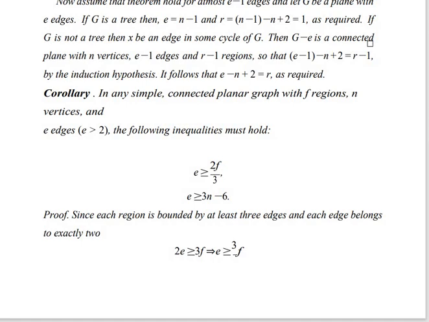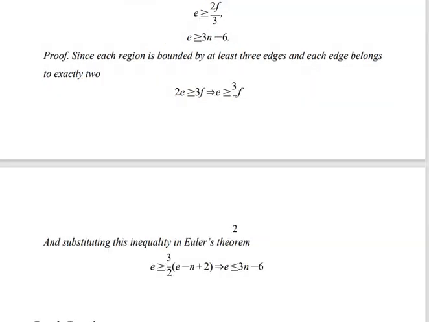Since each region is bounded by at least 3 edges and each edge belongs to exactly 2 of the regions, we can write 2e greater than or equal to 3f. From here we get f less than or equal to 2e by 3. If we substitute this inequality in Euler's theorem, we will get e less than or equal to 3n minus 6 after simplification.